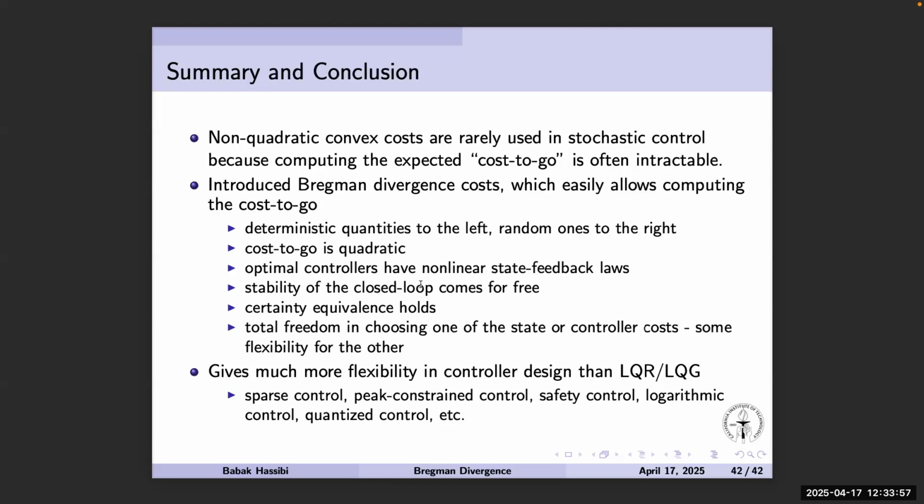The message I want to say basically is I think this is the right way to extend LQG because it subsumes it as a special case. There were 2 things I needed to do. I had to bring in Bregman divergence. I had to put the random stuff on the right, the deterministic stuff on the left, so I can do the expectation. And then I need the cost to go to be quadratic. The second one is what restricts me from willy-nilly choosing Q. I can choose 1.